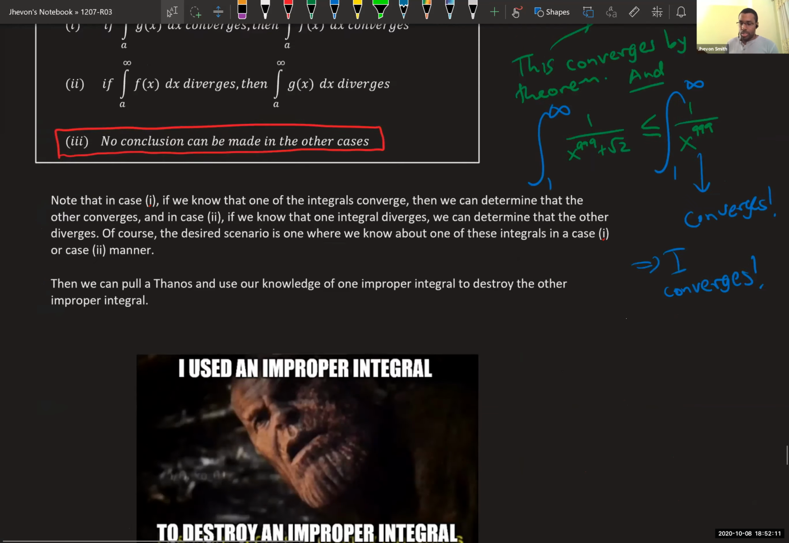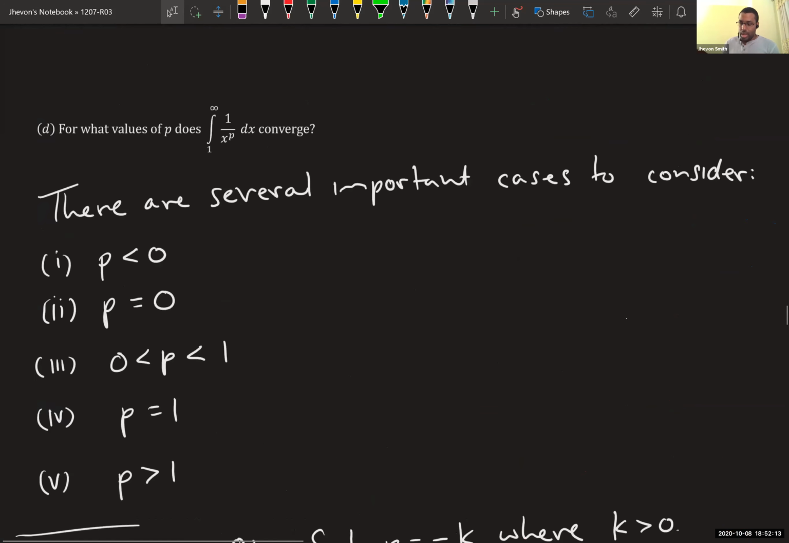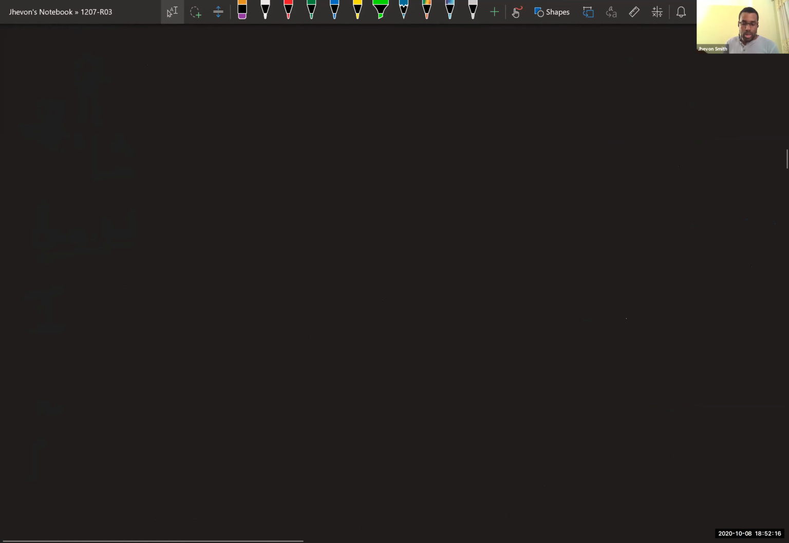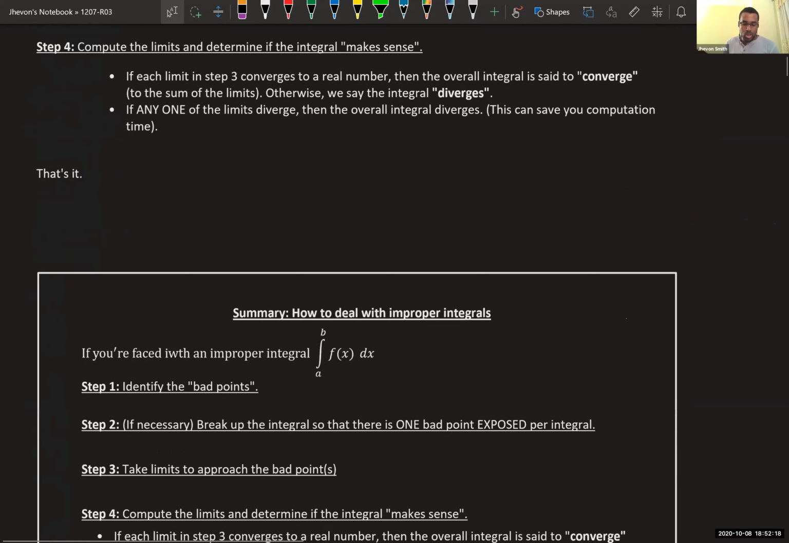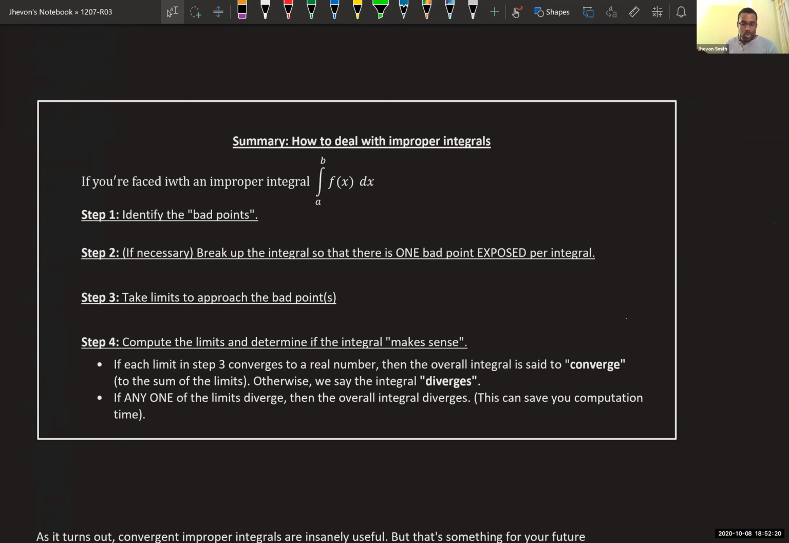So improper integrals. It's when we have infinity in our limits or our function is not defined. We can deal with these by breaking up around the bad points so that there's only one bad point per integral. Take limits to approach these bad points. If all your limits add up to nice finite numbers, you can add them up and it'll converge. If any one of your limits mess up, the whole thing diverges.